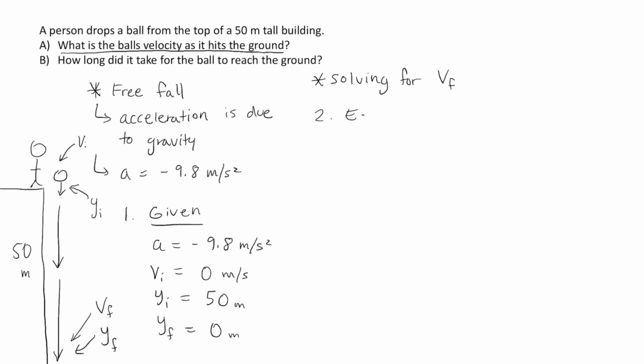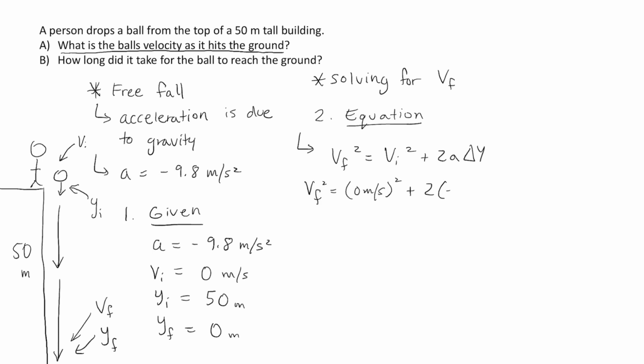Now let's think about what kinematic equation we could use to solve this question. We are missing delta t, so we can't use any kinematic equations that include time. That means we need to use the Vf squared is equal to Vi squared plus 2a delta y equation. From there, we can just plug in our values and solve for Vf.